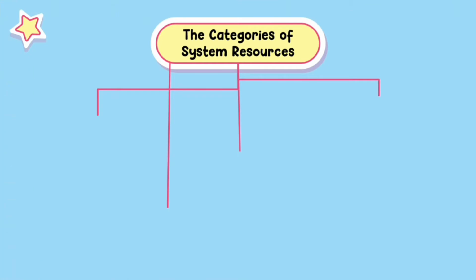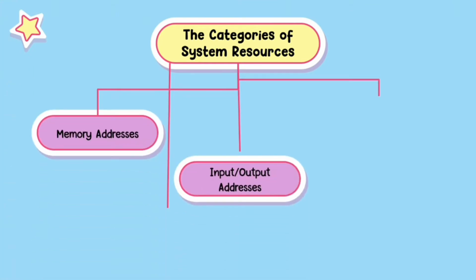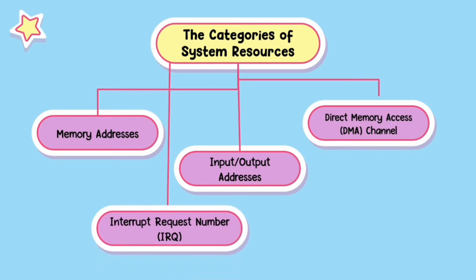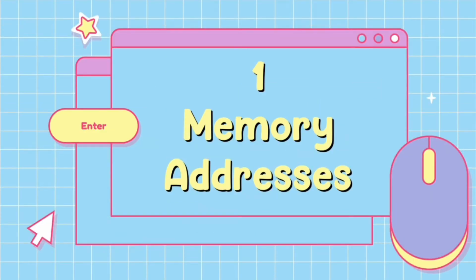So, there are 4 categories of system resources, which are memory addresses, interrupt request number (IRQ), input-output addresses, and also direct memory access (DMA) channel. So firstly, I will explain about the memory addresses.